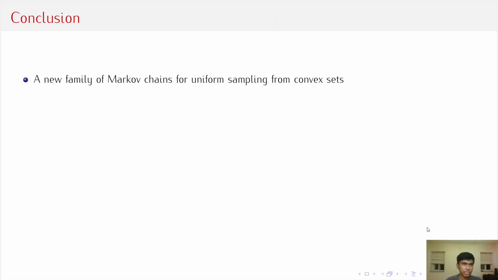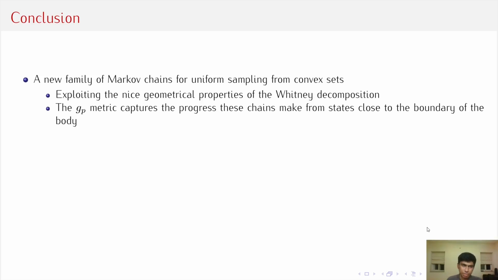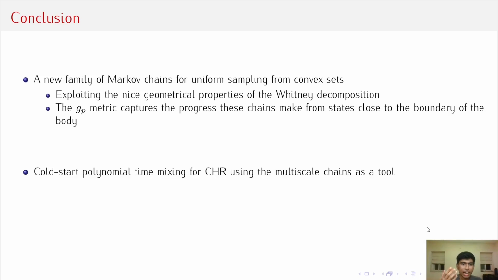So let me now give a brief summary of what we looked at in this STOC paper. First we introduced this new family of Markov chains for sampling from convex sets, which is a walk over this Whitney cube decomposition of the body. This exploits the nice bounded geometry property that the Whitney decomposition has. And this GP metric that I have captures the fact that near the middle of the body I make big steps, and near the boundary of the body I make smaller steps. And as a corollary, I get that coordinate hit and run rapidly mixes from a cold start using these multiscale chains as a tool.